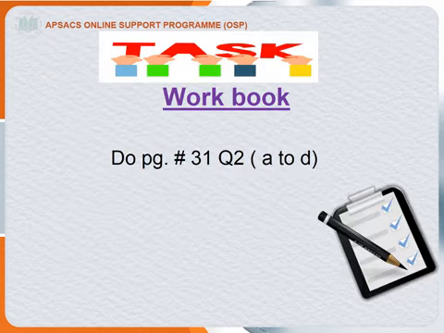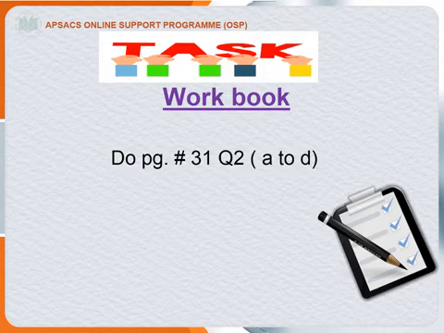Task. Workbook. Do page number 31, question number 2, A to D.